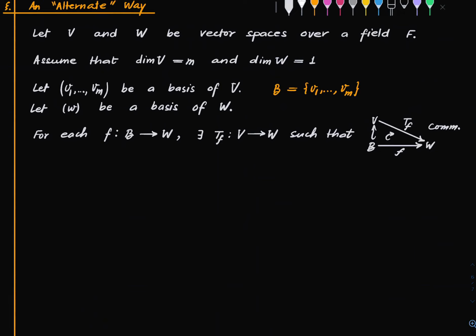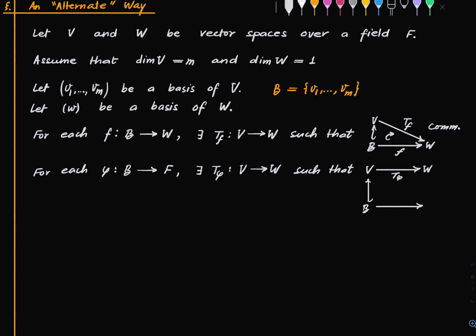And another enunciation of the same statement is, for each map phi from B to F, the base field F, there exists T_phi from V to W such that something else commutes. What is this vertical map? This vertical map just sends alpha to alpha W. Okay? And note that once you think of F as a one-dimensional vector space over the field F itself, this is a linear isomorphism. So once you identify W with F, this triangular thing becomes this square thing is all that is happening.